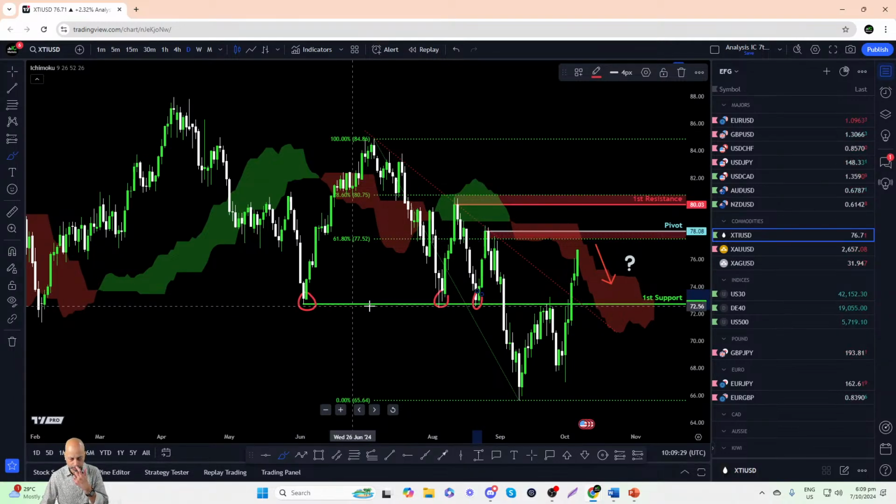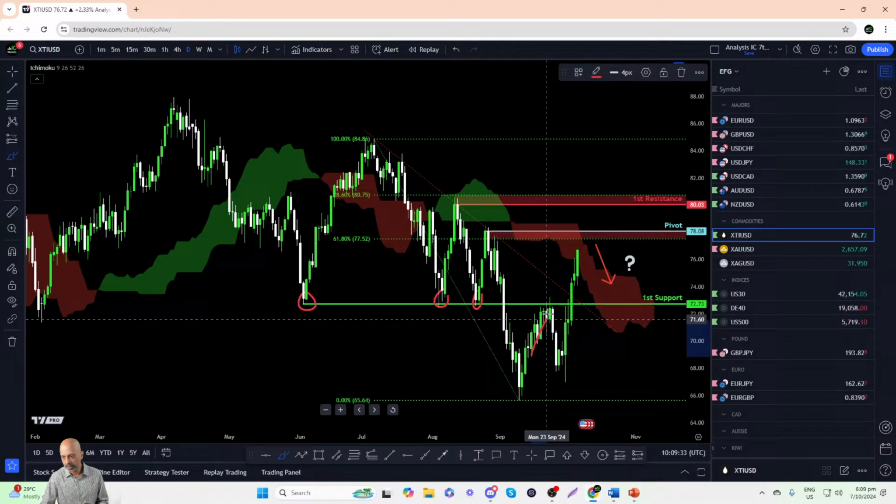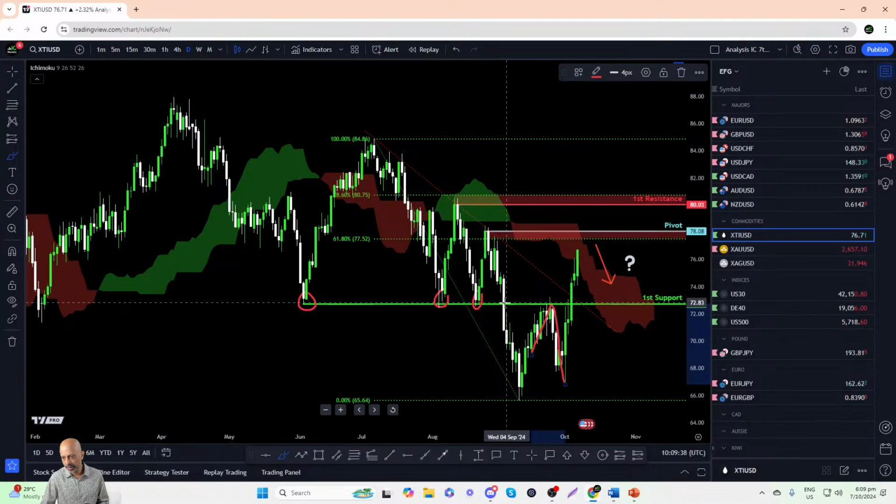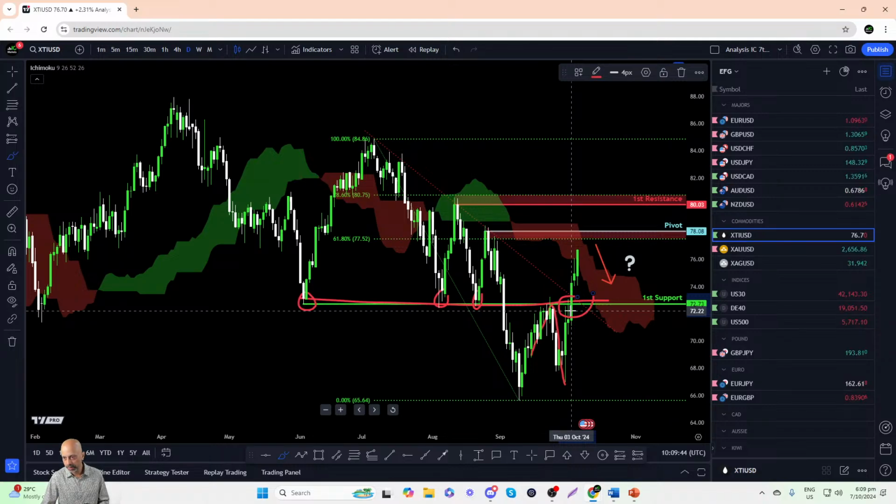So initially this level functioned as a very significant multi swing low support, after which it functioned as a strong swing high resistance at the end of September. So when that happened, it created a nice overlap resistance level, which got taken out on Thursday, 3rd of October, and then that bullish momentum continued and caused XTI USD to break out of this descending trend line as well.